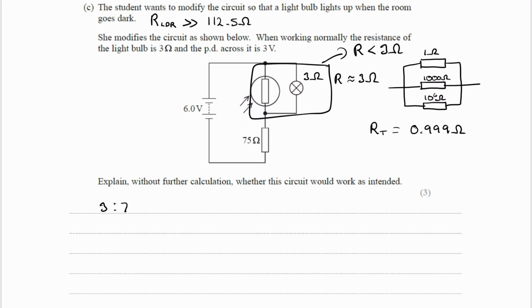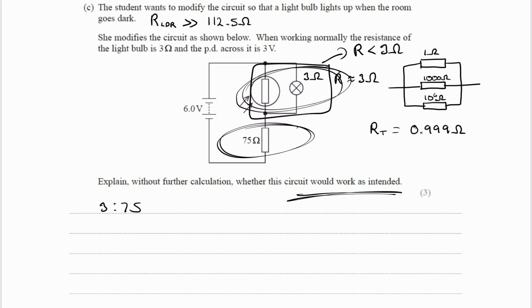Voltage will split in the same ratio as resistance. So if we're splitting 6 volts in a ratio of 3 to 75, we will see that the 3 ohm bulb will get significantly less voltage than the 75 ohm resistor. It wouldn't get 3 volts. The voltage will not split equally between these two components. That will only happen if the total resistance of this was equal to the total resistance of this resistor, which, as you can see, is not the case. So the circuit will not work as intended, and the bulb would be very dim, if on at all.